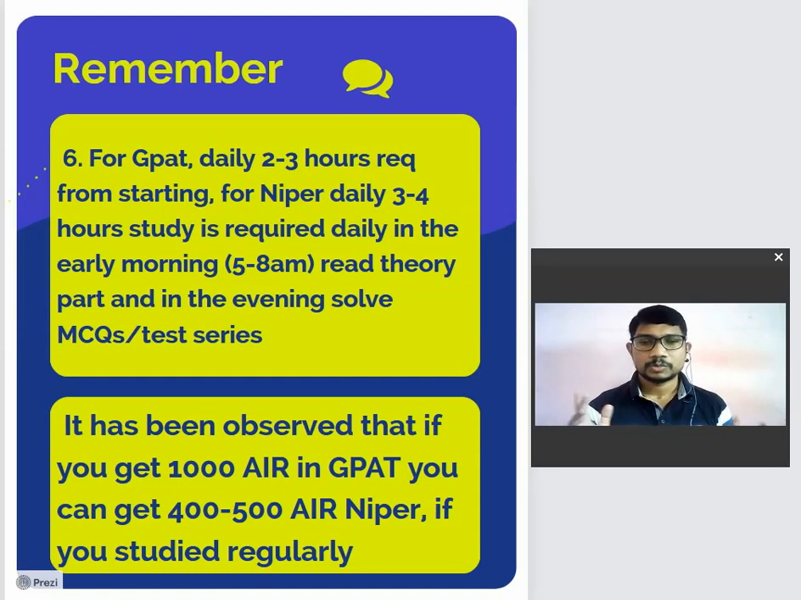Now it has been observed, with my experience, suppose that you got a 1000 rank in the GPAT exam and you are already studying for the NIPER exam, so you can expect around 400 to 500 rank in NIPER. That means if you got a particular rank in the GPAT exam, you can get about half that rank in NIPER. That means the NIPER exam is relatively easier than the GPAT exam. Remember this, the GPAT exam is relatively harder than the NIPER exam.